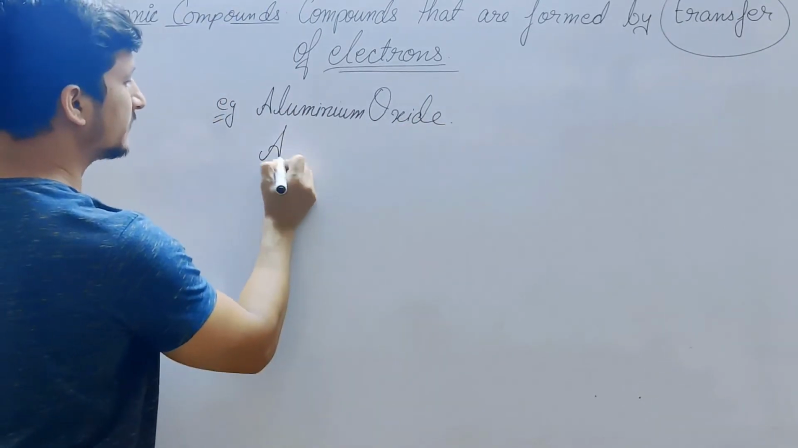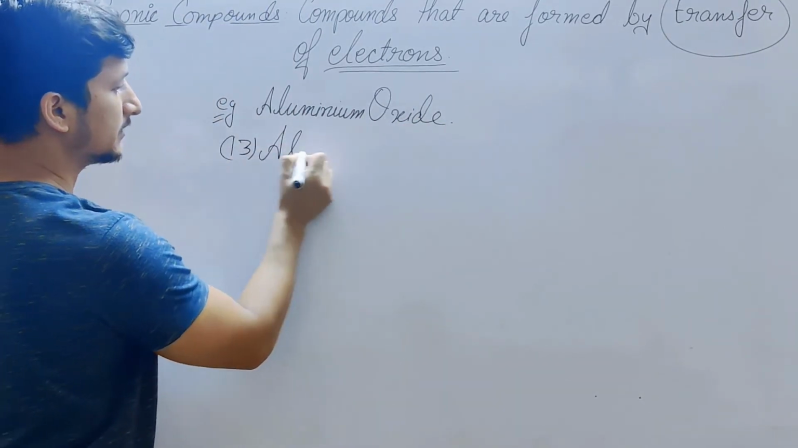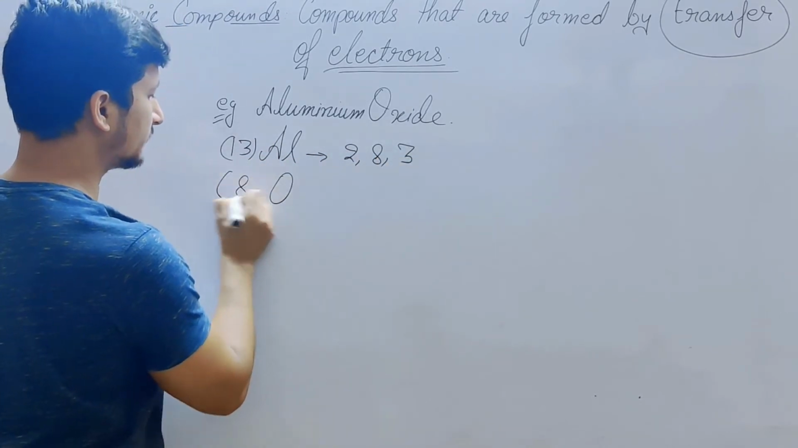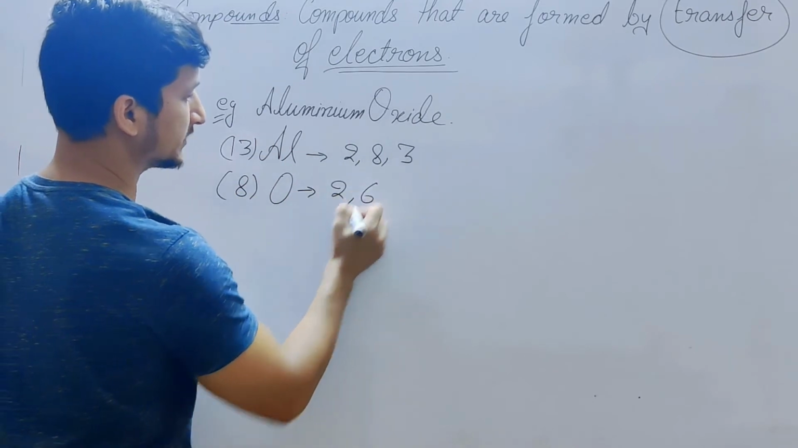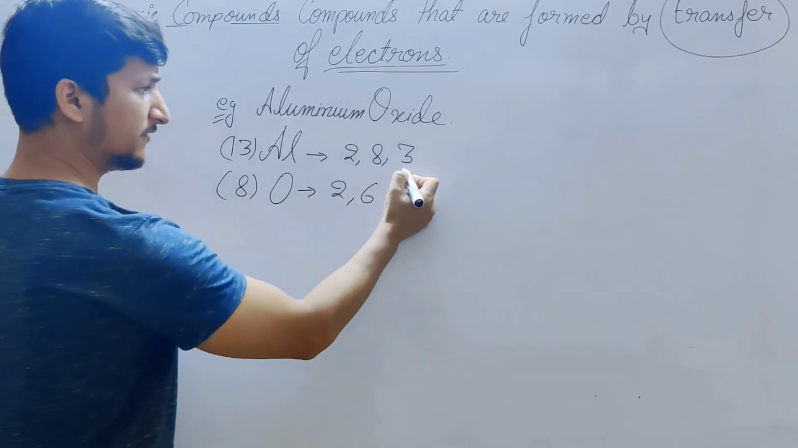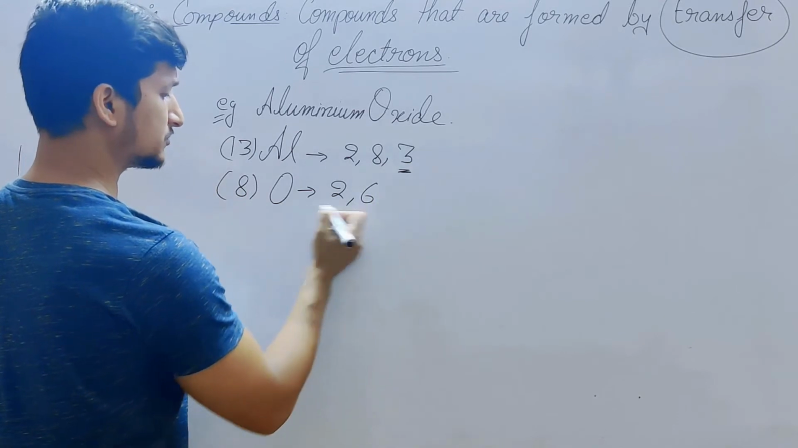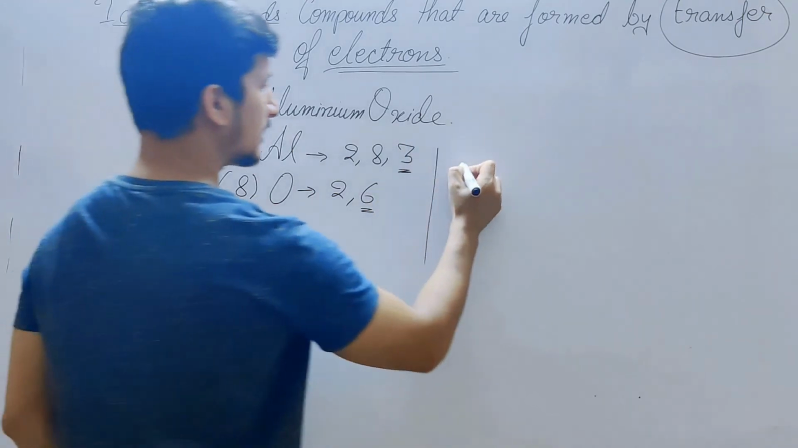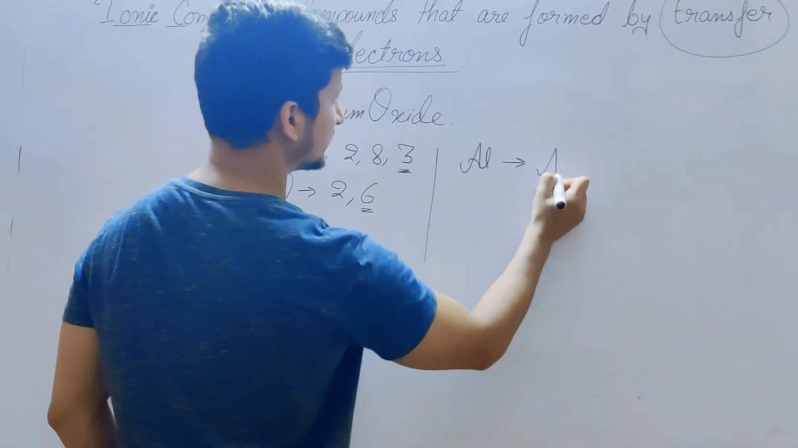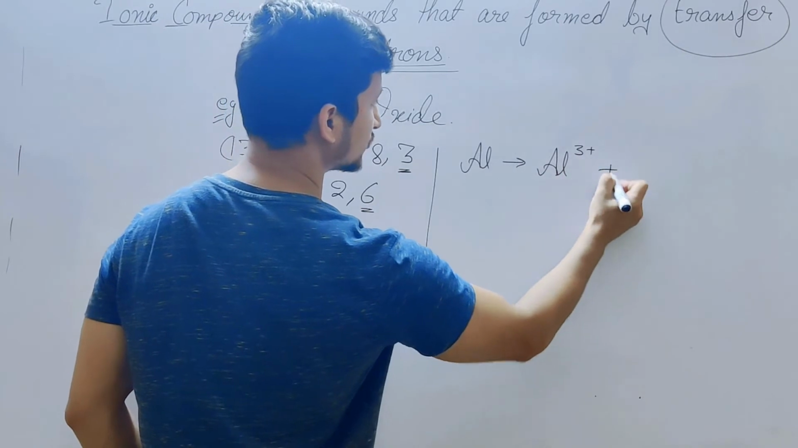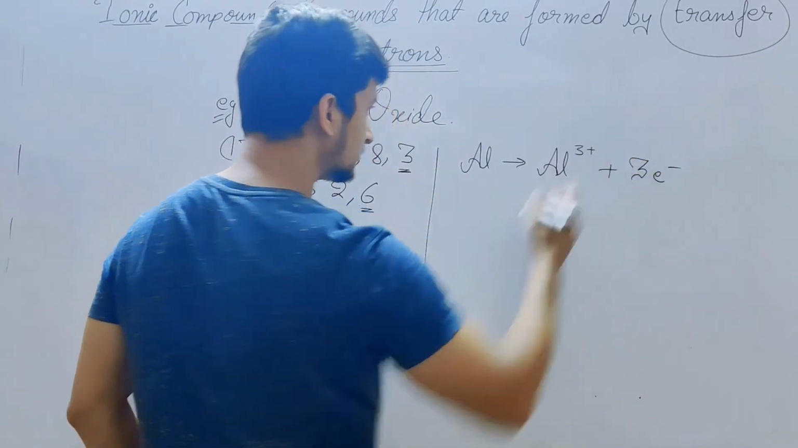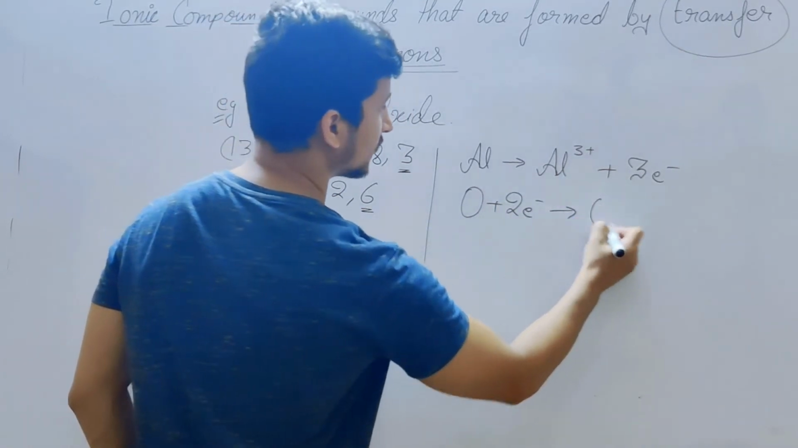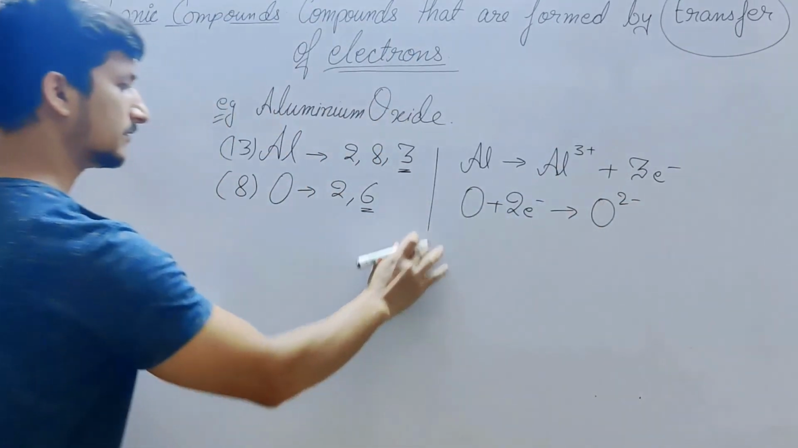Now look, aluminium having atomic number 13, electronic configuration 2, 8, 3, oxygen having atomic number 8, electronic configuration 2, 6. Aluminium wants to lose 3 electrons, oxygen wants to gain 2 electrons. So here aluminium will lose 3 electrons, it will form aluminium 3 positive and 3 electrons will be lost. Whereas oxygen will gain 2 electrons and it will form oxygen 2 negative anion.